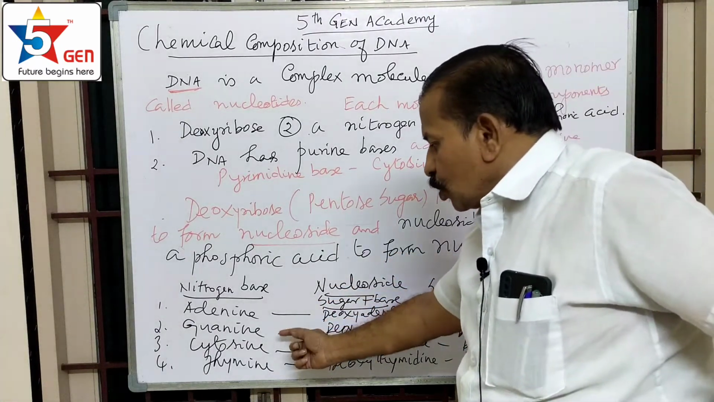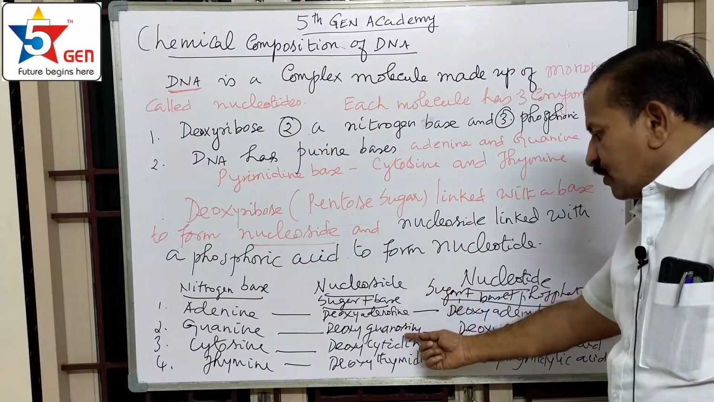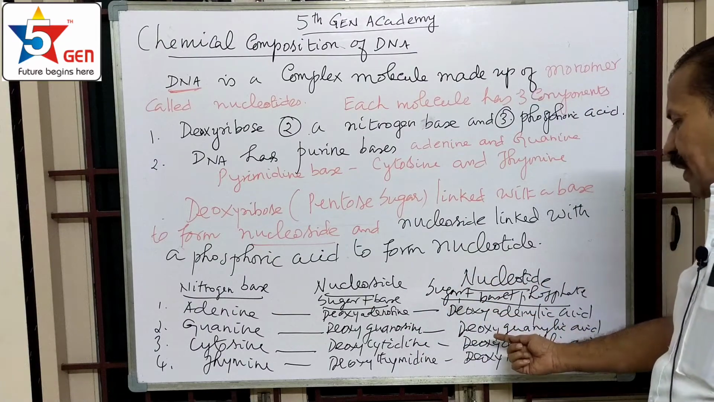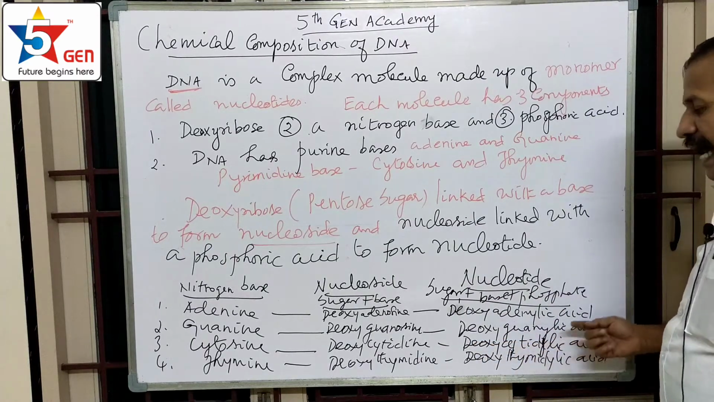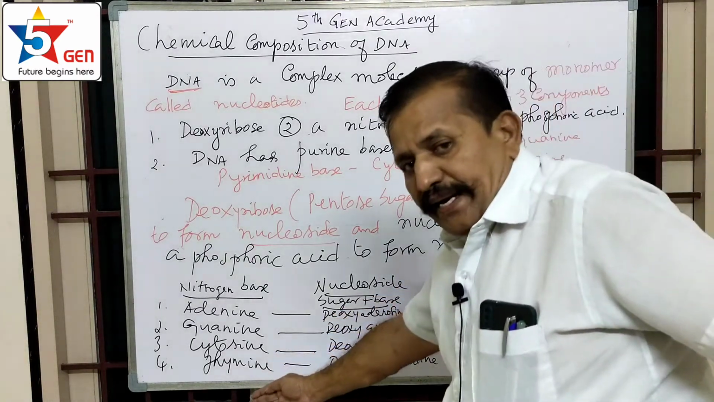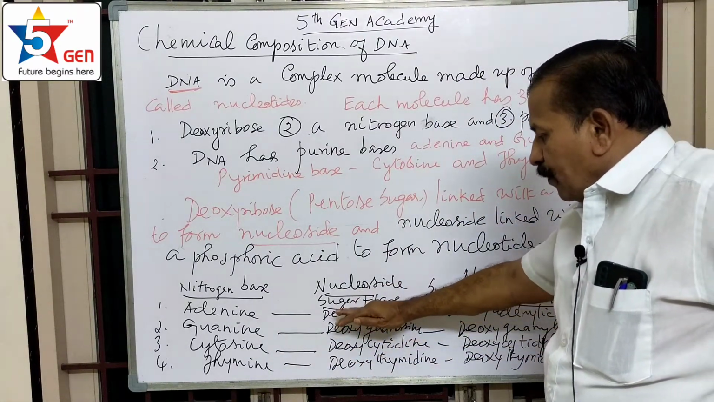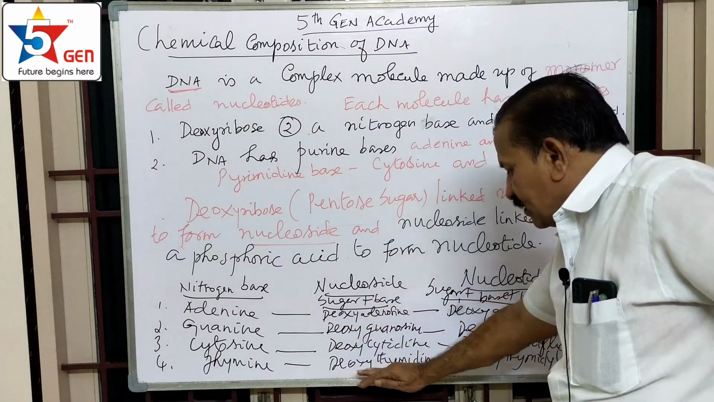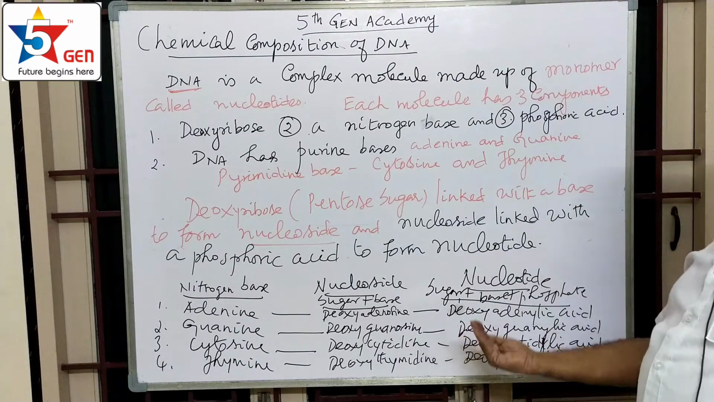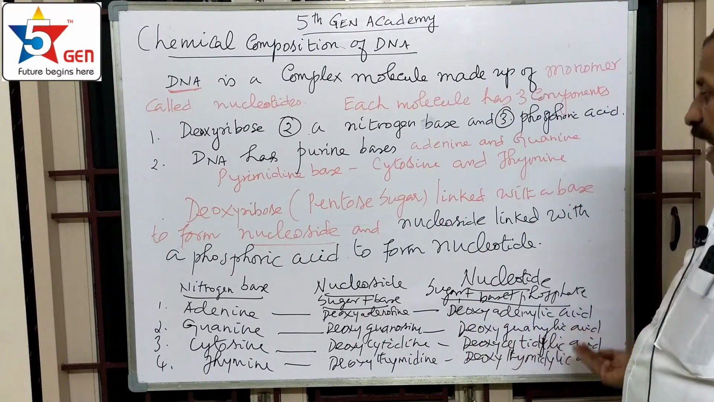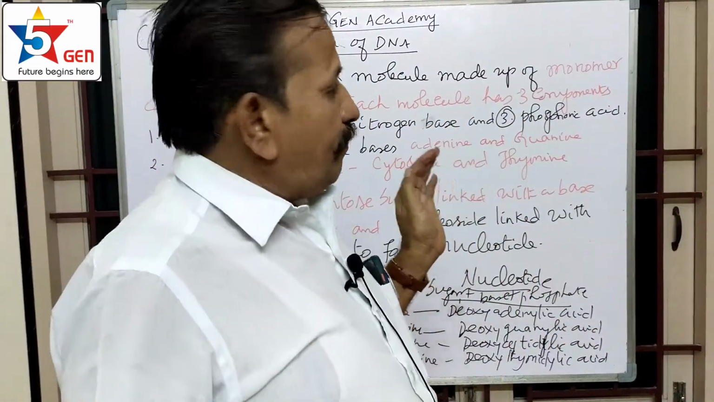Third one is cytosine. Its nucleoside is deoxycytidine, and when it is linked with phosphoric acid, we call it deoxycytidylic acid. And then thymine. When thymine is considered as a nucleoside, one sugar plus base, we call it deoxythymidine. When deoxythymidine is linked with phosphoric acid, it is deoxythymidylic acid. This is how the chemical composition and structure are completely known to us.